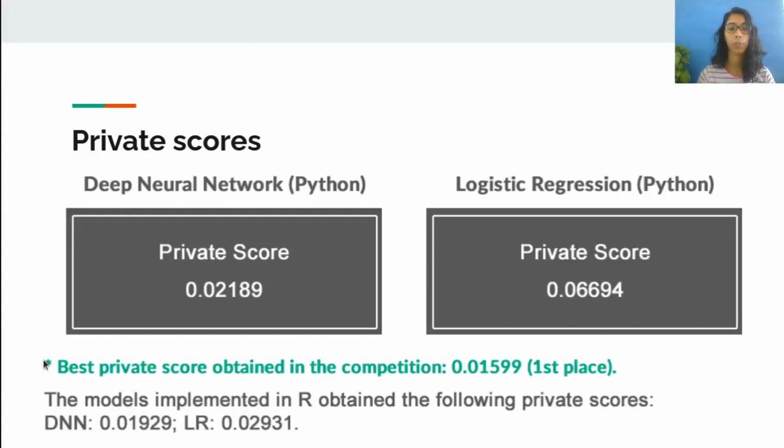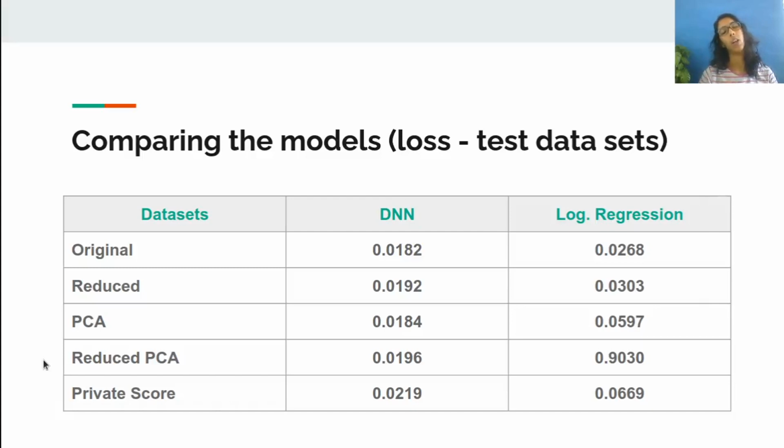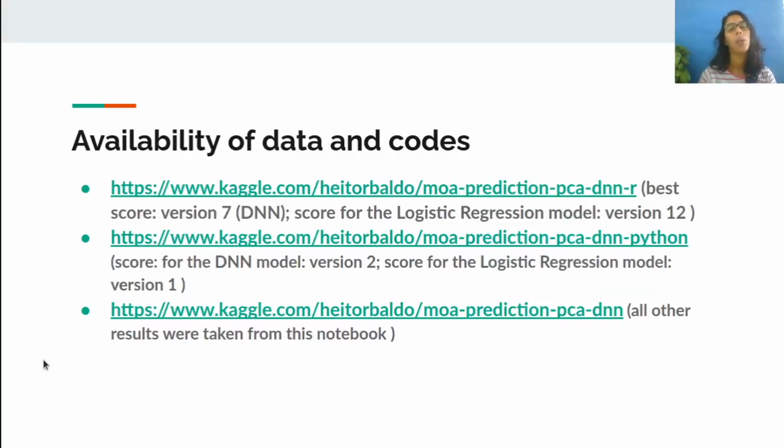Our private scores for the Python notebooks were 0.021 for the deep neural networks and 0.066 for the logistic regression, whereas our models implemented in R obtained 0.019 and 0.029 for the deep neural network and the logistic regression, respectively. The best private score in the competition reached 0.014. These are all the scores obtained. As you can see, the reduced datasets performed worse than the others. The main codes are available at Heitor Baldo's Kaggle notebook.